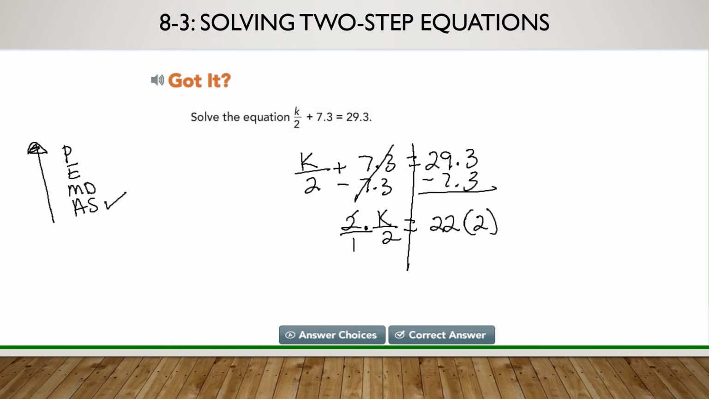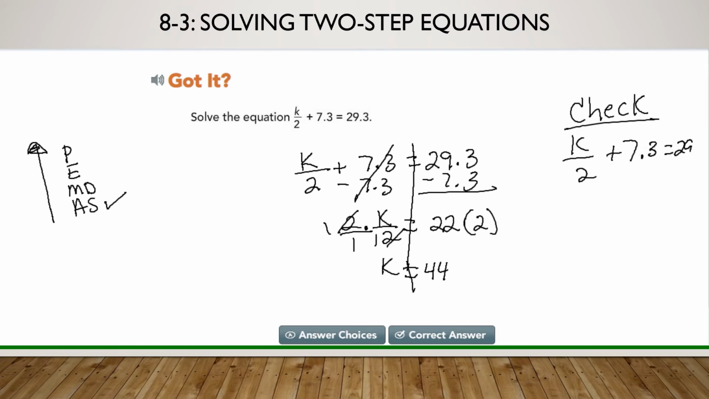Now I'm going to cross simplify over here. I'm left with k on this side of the equal sign, and 22 times 2, it is 44. So k should be equal to 44. But remember to always check your work, and the way you check your work, it is just substitute the value of k into your original equation. So instead of putting k, we're going to put 44, and then we're going to have to put that over 2 plus 7 and 3/10 is equal to 29 and 3/10.